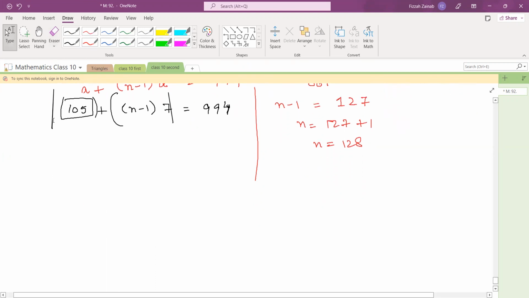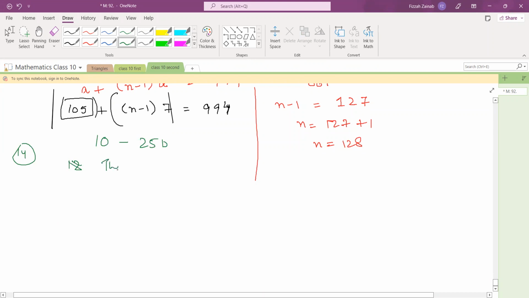Now next question, number 14. It's a similar kind of question. How many multiples of 4 lie between 10 and 250, right? So between 10 and 250 you have to check. What is the first multiple of 4 after 10? Obviously 10 is not a multiple of 4, 11 is not, 12 is a multiple. So the first multiple will be 12, correct?